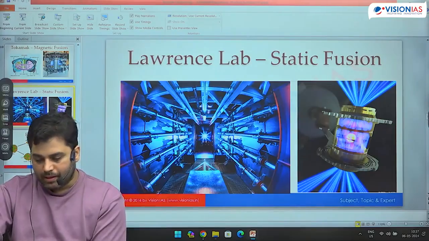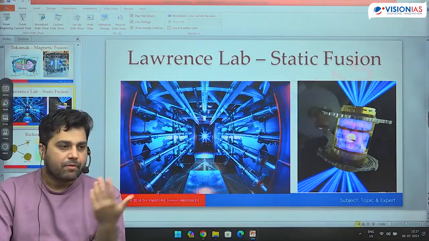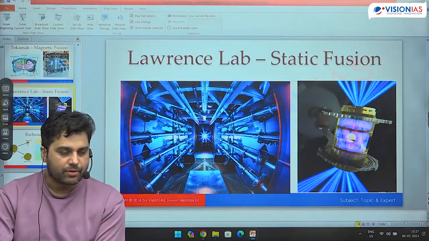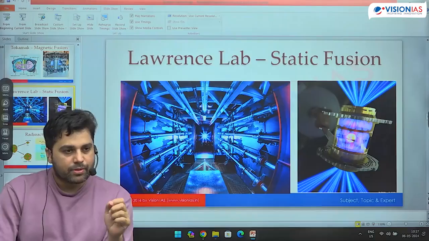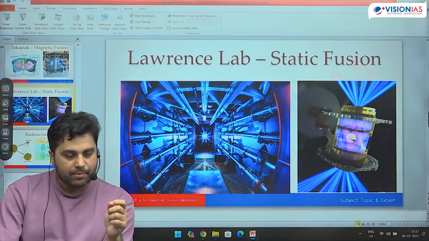Okay, there are some methods to do that. The question is how do we convert this energy into usable energy? Like in case of tokamak or in case of inertial confinement also, whatever energy will be produced will be the kinetic energy of the helium or neutron which is being produced.